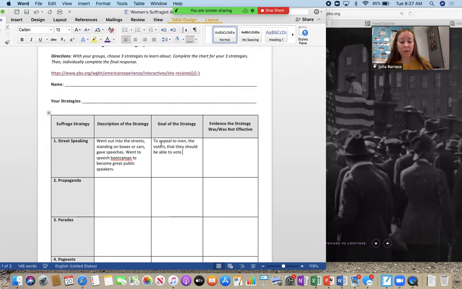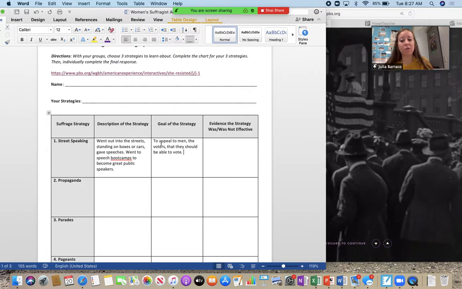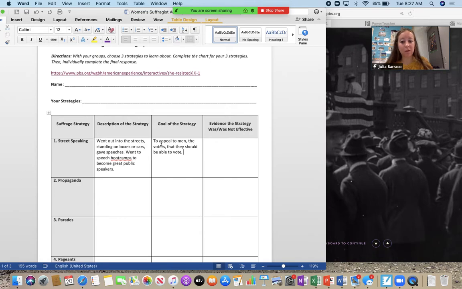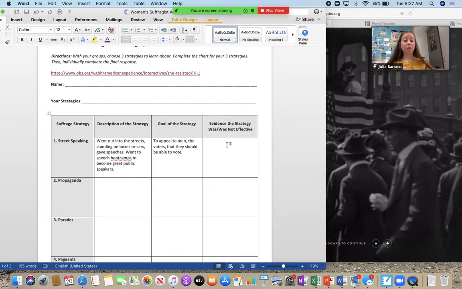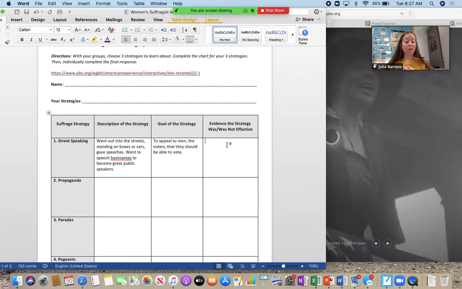So again, who are they targeting? Why did they specifically choose this strategy? To appeal to men. And then was the strategy effective or not? Again, this is your opinion based on what we just saw. So personally, I would say yes, it was effective.